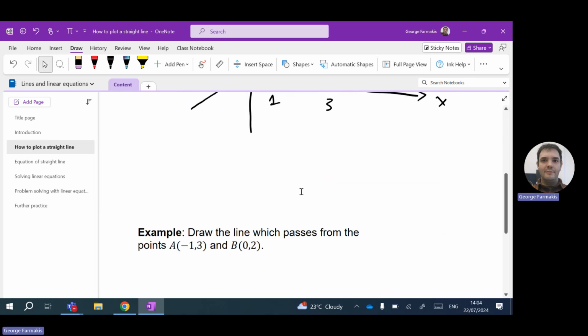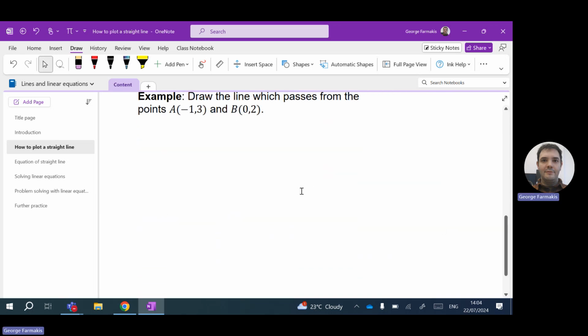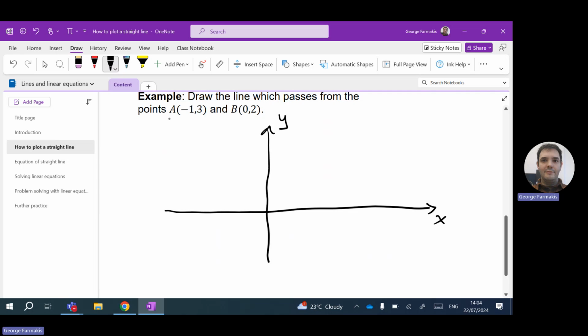Okay, this is pretty simple. Another example, let's say we want to draw the line that passes through the points A (-1, 3) and B (0, 2). Again, the first step is we draw the 2 axes, the x-axis and the y-axis. Let's find point A. The x-coordinate is minus 1, and this is the y-coordinate. So we go here, minus 1. This is 0. This is 1. And for the y-coordinate, we want 3. So 1, 2, 3. So this is our point A.